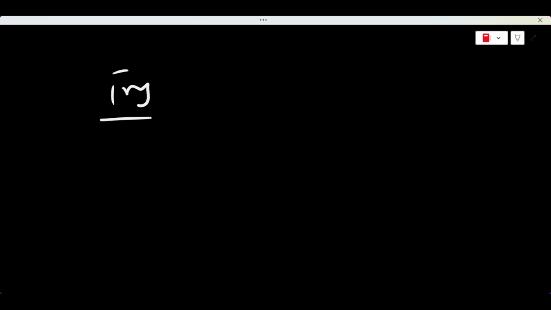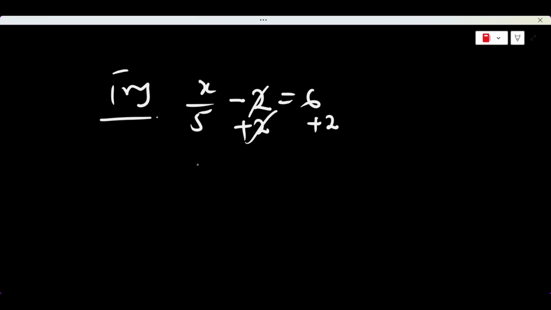So we have x over 5 minus 2 equals 6. The first thing is to undo the negative 2 using the inverse operation, which is positive 2. So plus 2, and then you do the same thing to the other side as well. Plus 2. So this and this cancel out. So we are left with 5x over 5 equals 6 plus 2, which is 8.